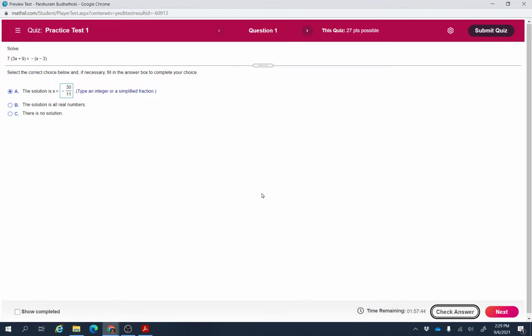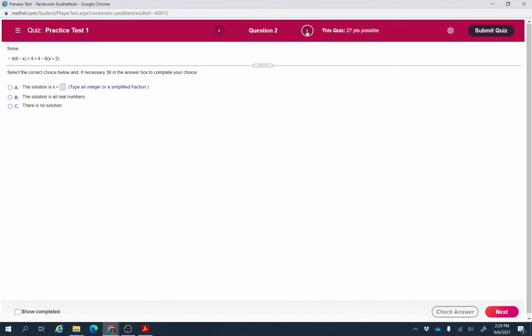Okay, so that's right. Let's go to the next problem. This is exactly the same kind of problem. You have to distribute 4, you have to distribute 6, bring all the terms with the x on the left side and then constant term on the right side. So I'm going to skip it.